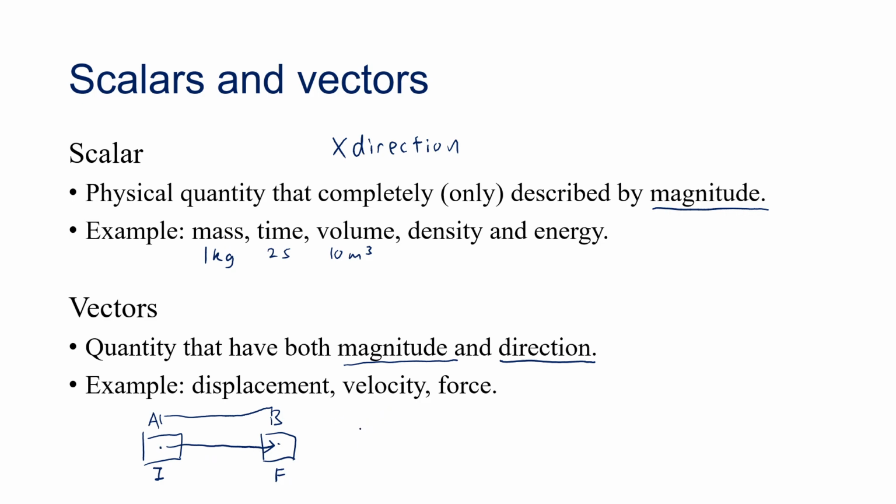The velocity is also the same. Let's say we have a car, right? They are moving forward. Let's say this car has a velocity of 2 meter per second. They are moving toward a given direction. In this case, let's say this is a positive x. So a vector is something we require both magnitude and a direction to define it.